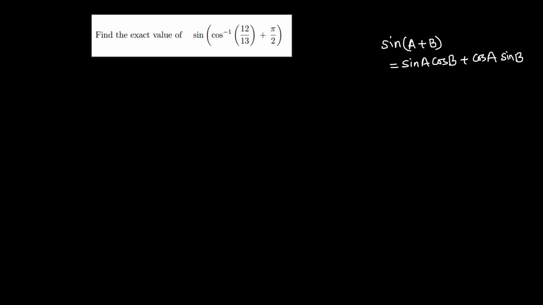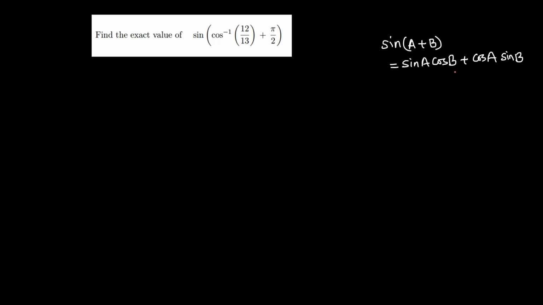Find the exact value of sine of cosine inverse 12 over 13 plus pi over 2. Okay, this is an angle, because when we find the value of cosine inverse of 12 over 13, this will be an angle plus another angle. It's like sine of A plus B, two angles, alpha plus beta.